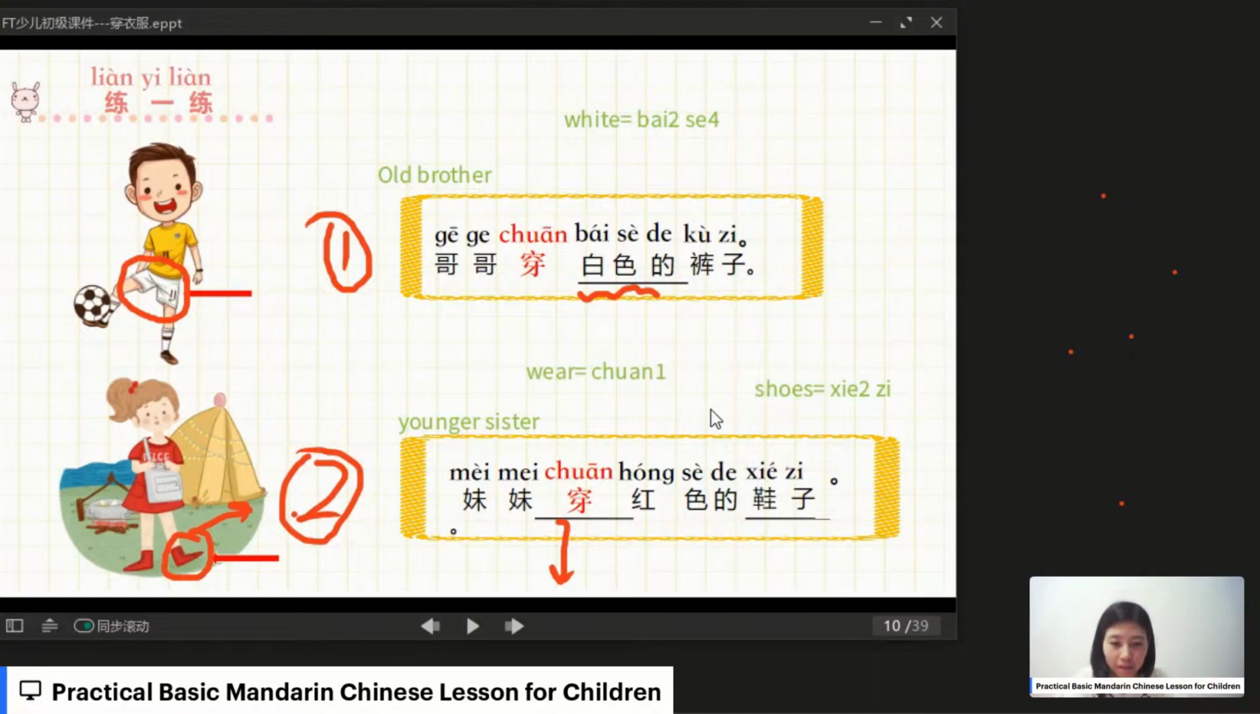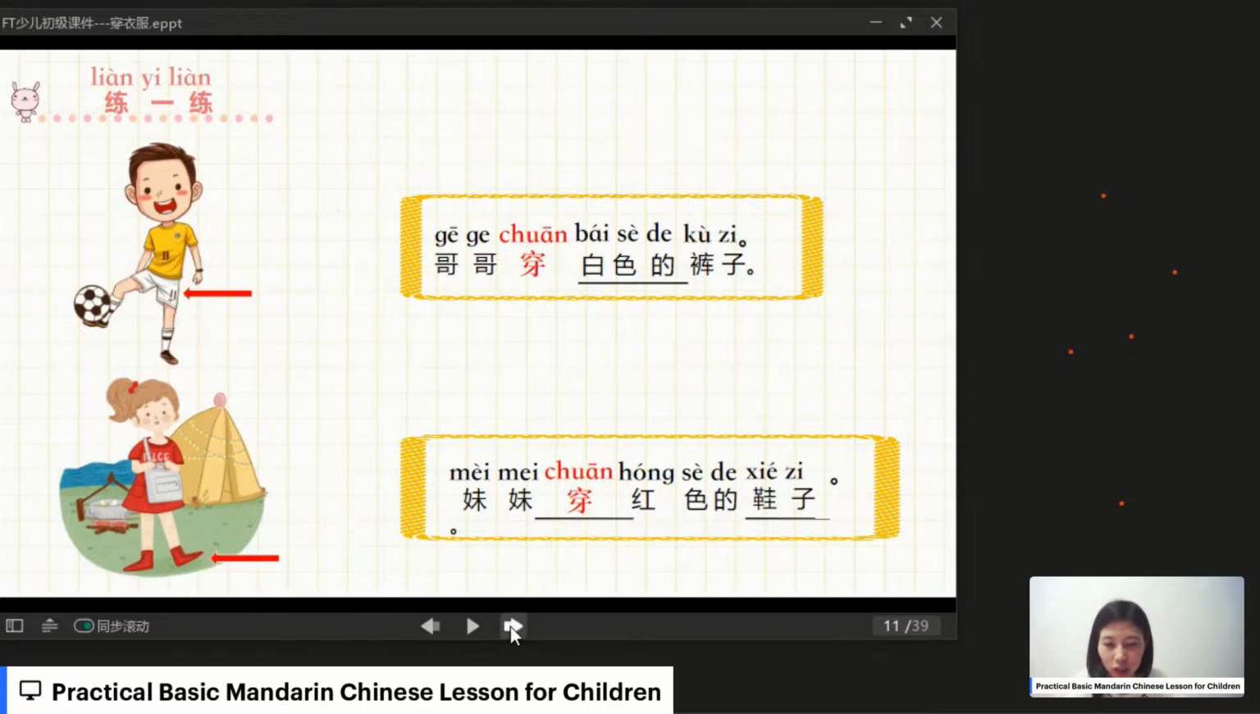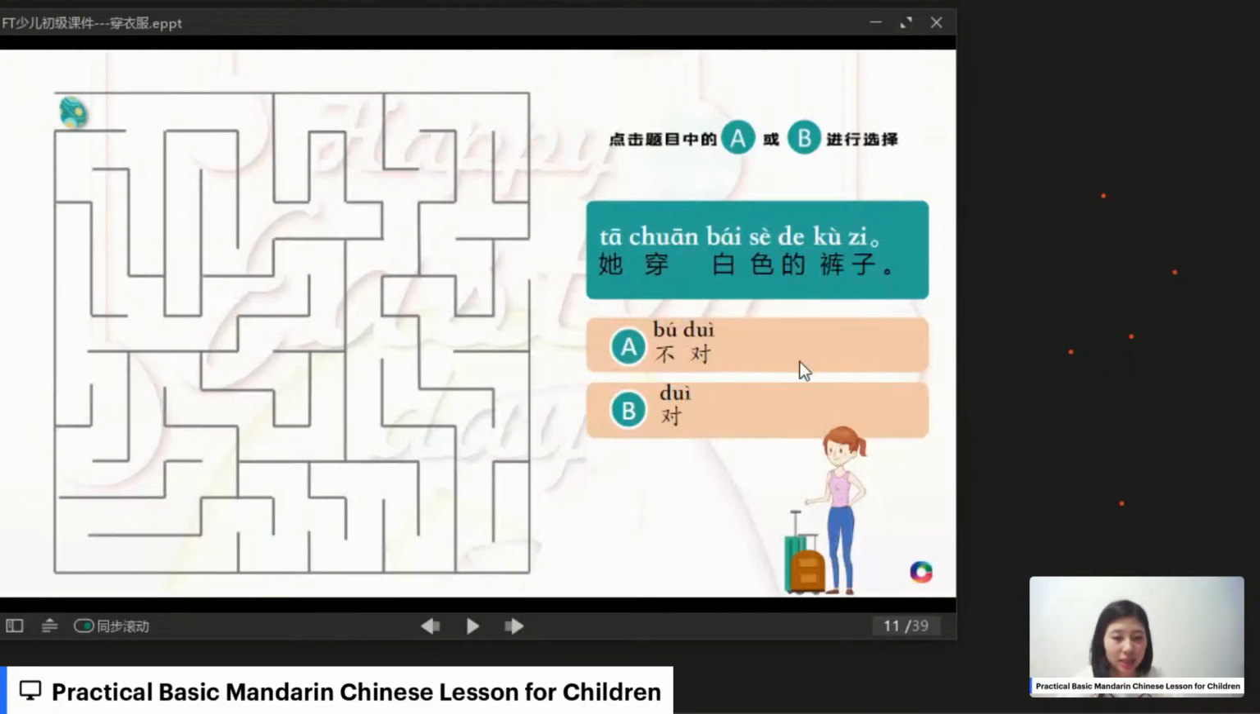So just do more practice with the structure. Let's see the next one. We're going to judge whether the sentence is true or false, because we have a picture here. Let's see the sentence.